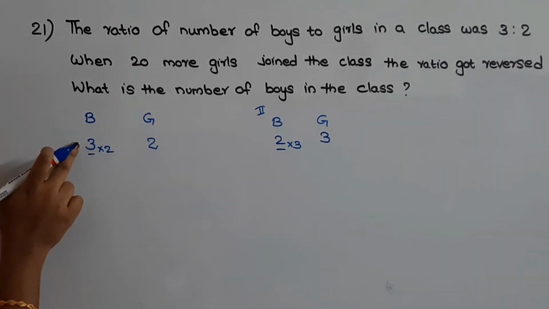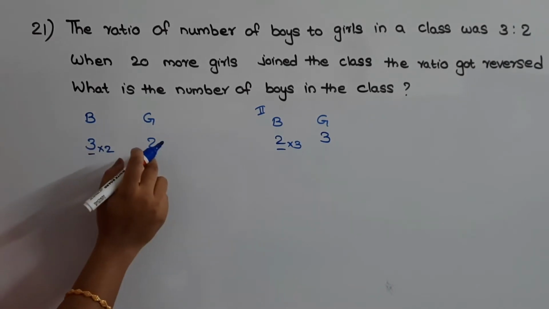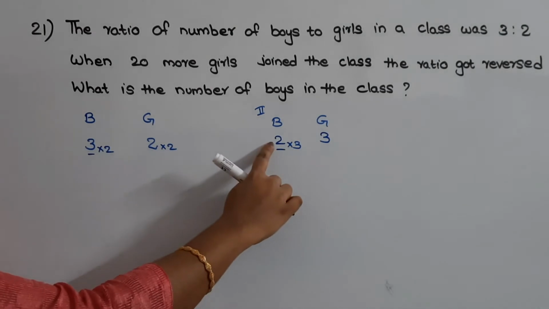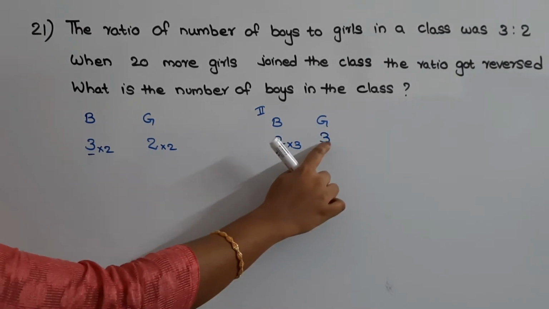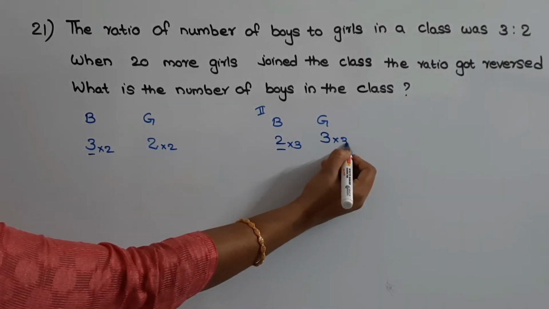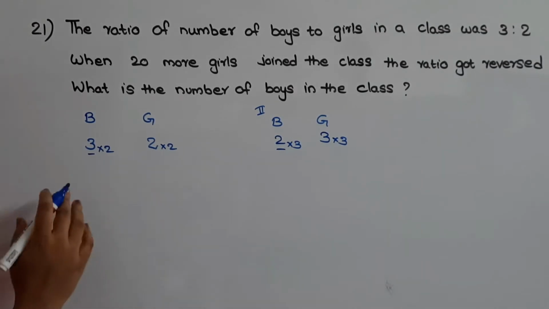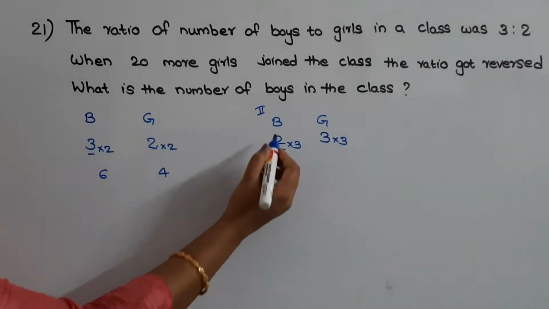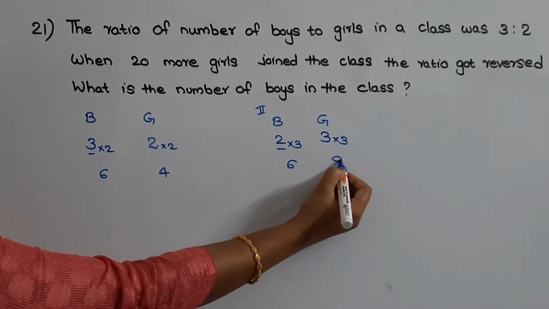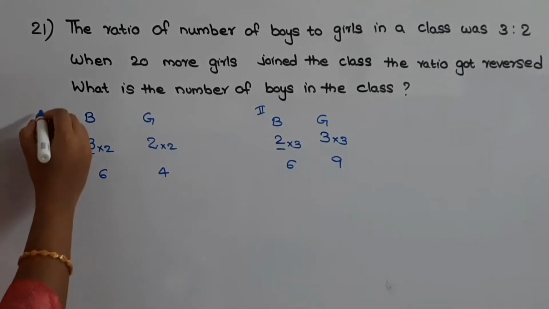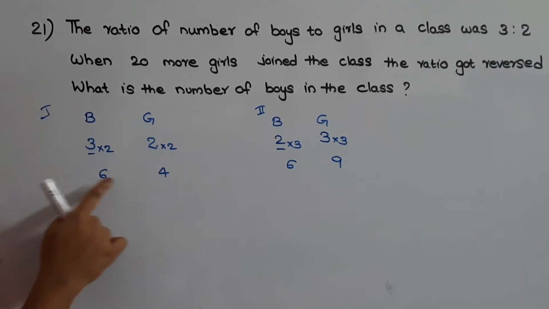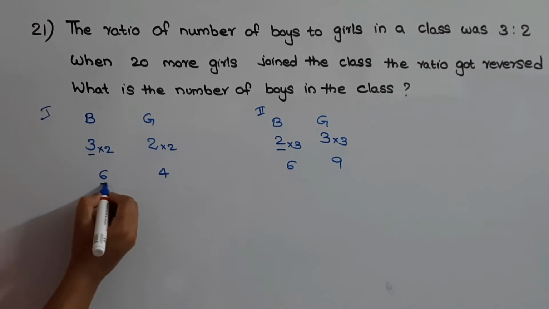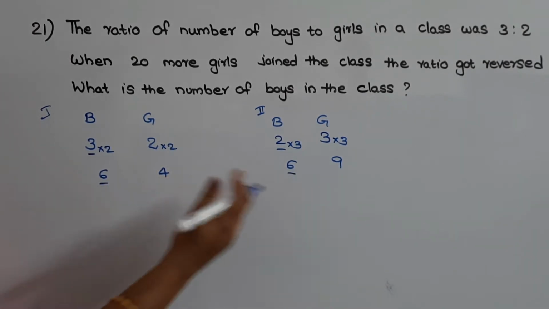But when we are multiplying this 3 by 2, we need to multiply this 2 also by 2. And when we are multiplying this 2 by 3, we need to multiply this 3 also by 3. So now the new ratio will be 6:4 and 6:9. So in the first case the ratio of boys and girls is 6:4 and in the second case it is 6:9. So the value of boys is the same in both these cases.